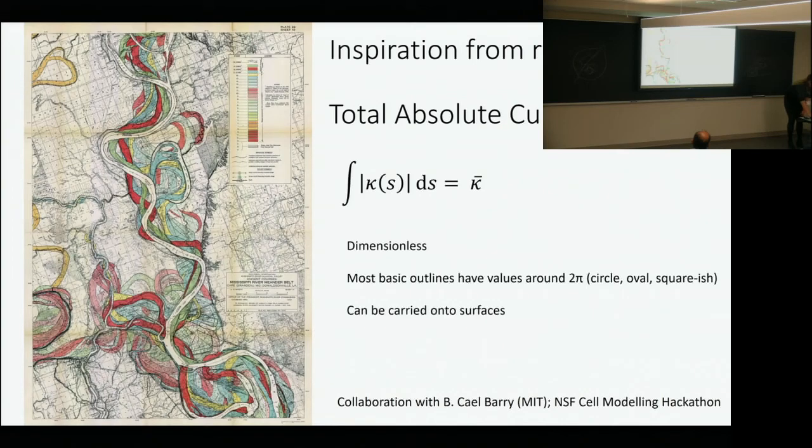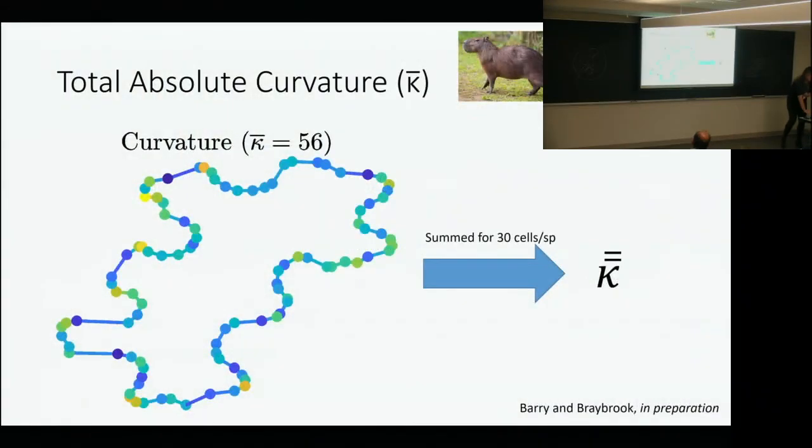There's really nice things about this type of measure, which I probably don't have to convince you about, but one of the things I think could also be really interesting is that we might be able to carry this onto surfaces instead of just two-dimensional shapes. So here's an example. I call it capybara, because it's capybara, and I like capybaras.